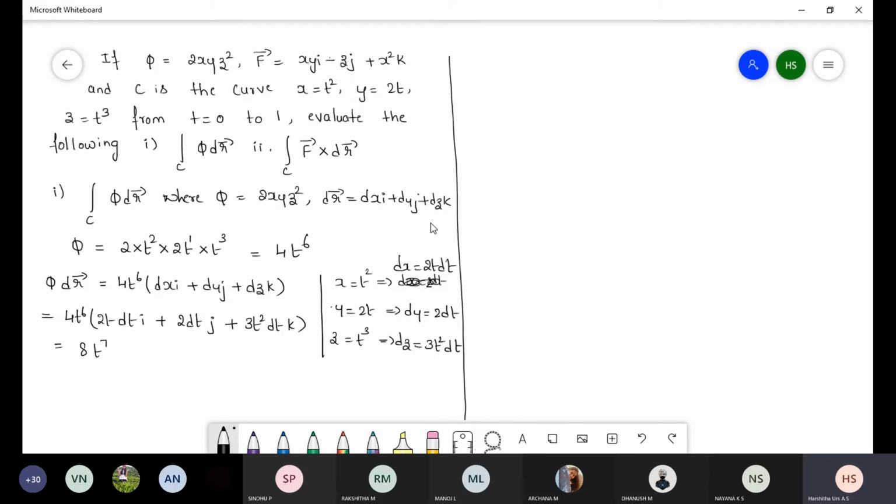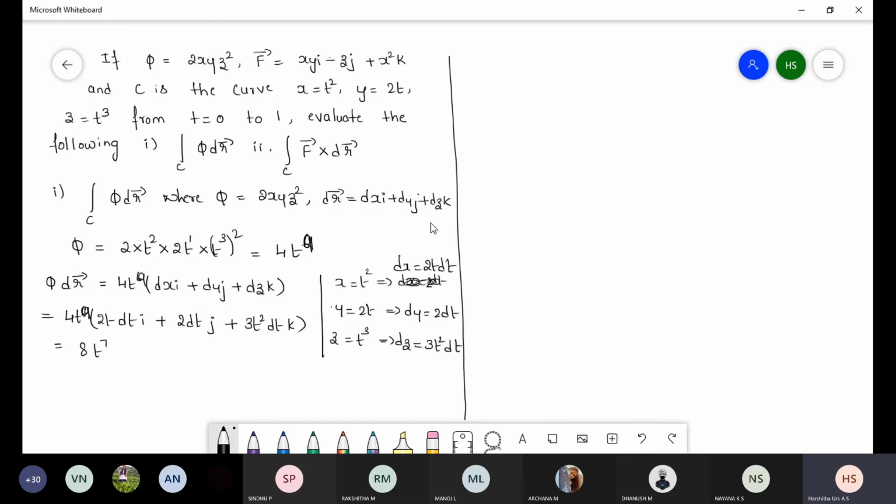Yes, here I made a mistake. I have to write this as a whole square because z square is there, right? So t cube whole square. So 6 here I will get 9, t power 9. Everywhere you just mention t power 9.